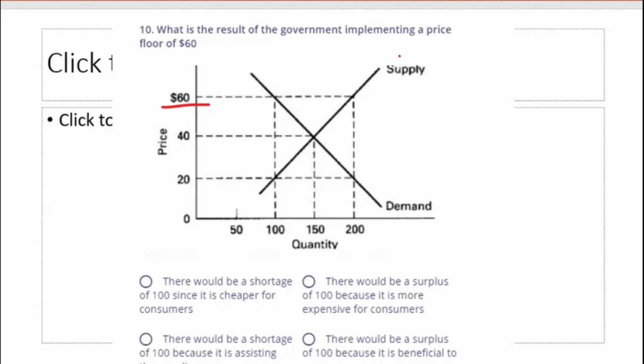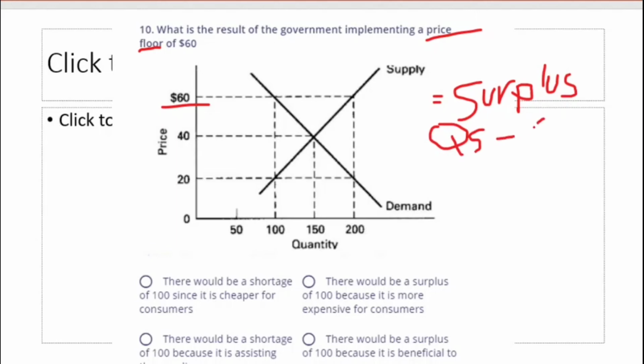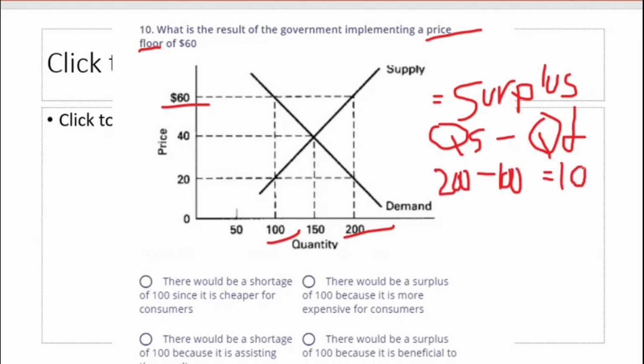There are so many words that I see here, but you need to use your knowledge base once again. Price floor is situated above the equilibrium price, and when you see that, it would be equal to surplus, as you can see here. That's automatic. But if you want to analyze it more, there's 200 here. How do we compute surplus? Quantity supplied minus quantity demanded, Qs minus Qe. 100, and then the other one is 100. The answer is 100 is the surplus.